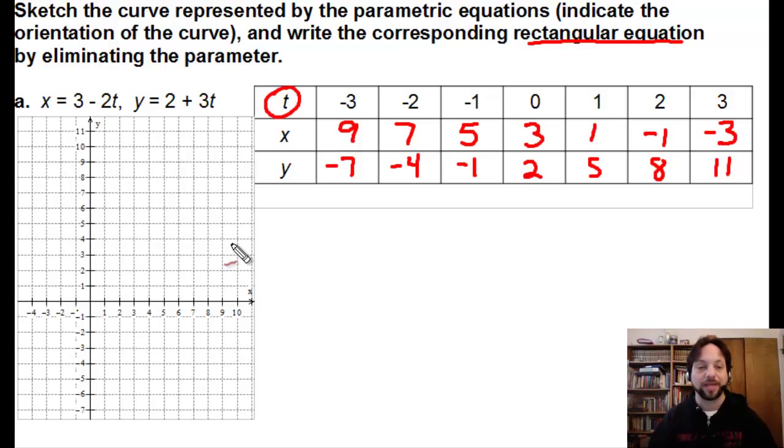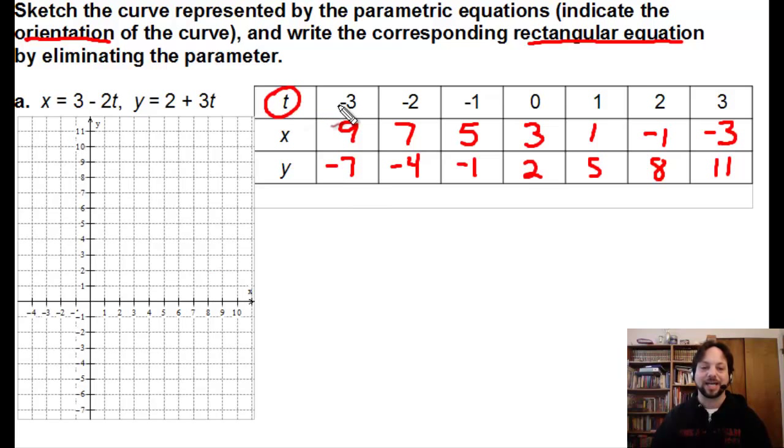Now, where we're going to go from here is we need to graph the curve represented by this table, and it does indicate to us to be careful about the orientation of the curve. In other words, don't just plot these points and say, boom, there it is, I'm done. It is important that we put arrows to signify which direction or orientation this graph is going.